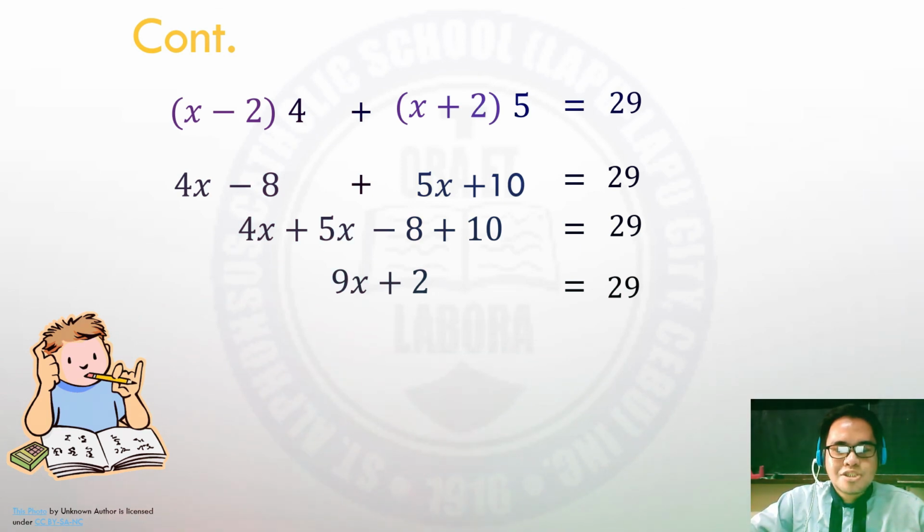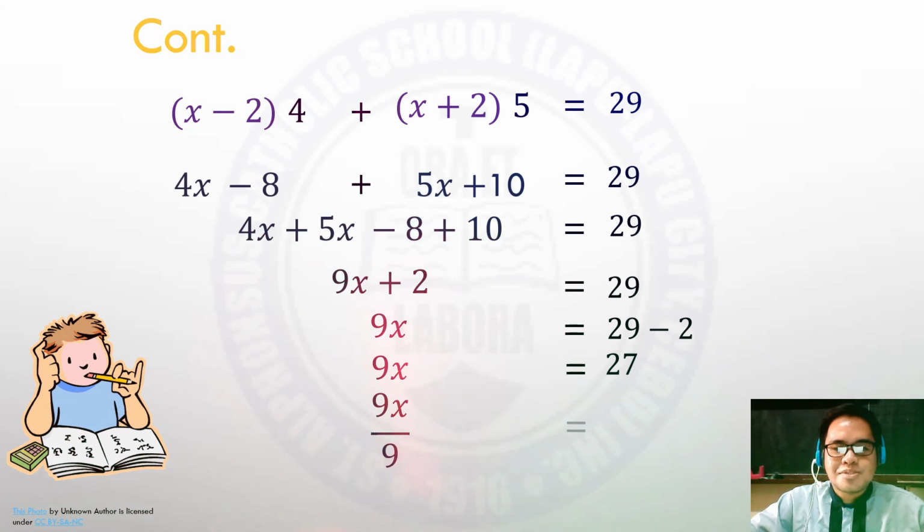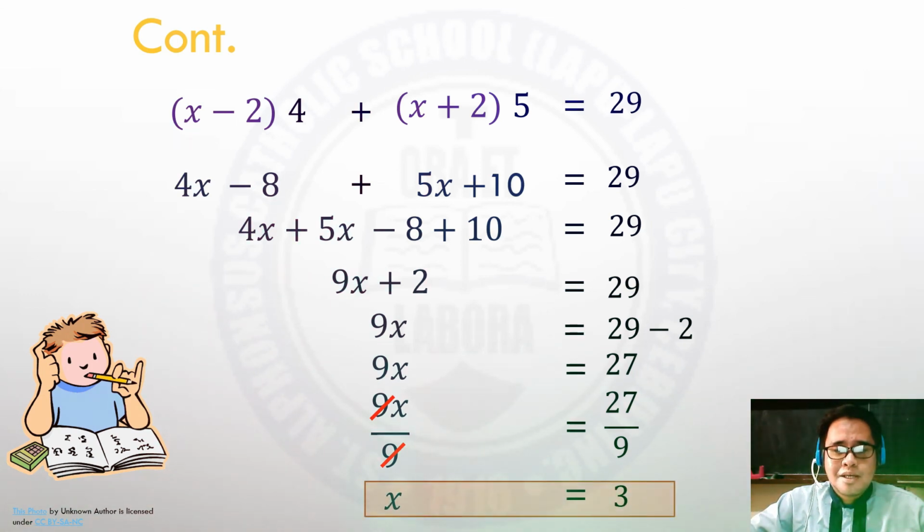And after which 2 should be transposed to the other side of the equation, and it will become 29 minus 2. Since we are going to isolate the variable x, we divide 9 on both sides of the equation. And x is equal to 3. This is now our final answer.